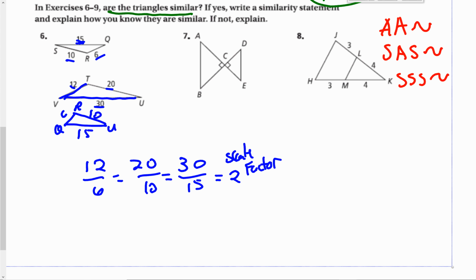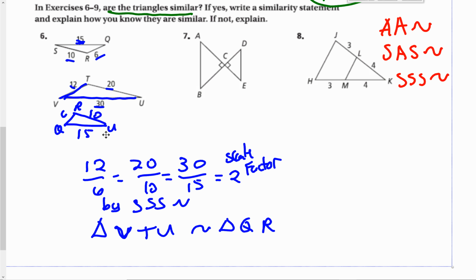So that shows that part. That's all we need for side, side, side. So by side, side, side similarity, we can say this triangle, say VTU, is similar to, now I just have to match my angles. What goes with V is Q. What goes with T, that is R.